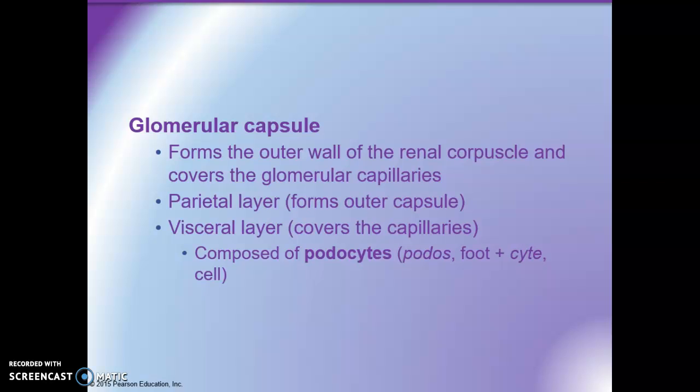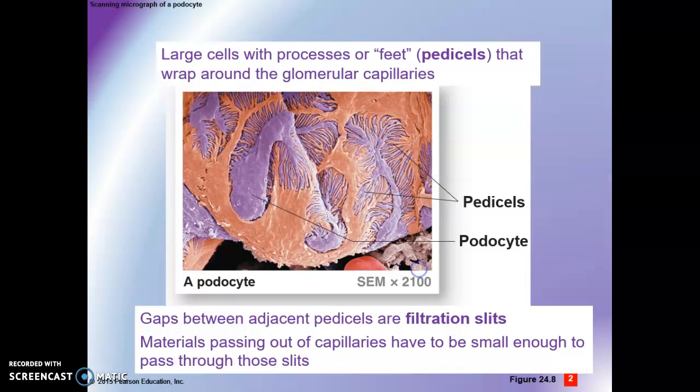The glomerular capsule forms the outer wall of the renal corpuscle and covers the glomerular capillaries. The parietal layer forms the outer capsule, the visceral layer covers the capillaries, and is composed of podocytes. Podocytes are large cells with processes or feet called pedicels that wrap around the glomerular capillaries. Gaps between the adjacent pedicels are filtration slits. Materials passing out of the capillaries have to be small enough to pass through these slits.